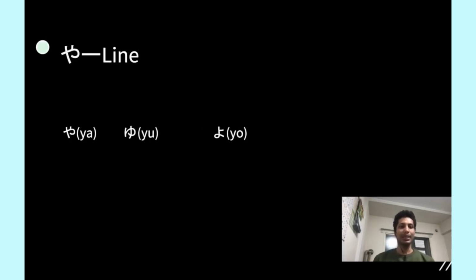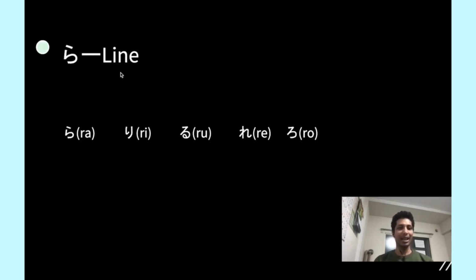This is an exception, and it is called the ya line. The ya line consists of only three characters, and later on you will see these characters combined with other hiragana characters to form special characters. So we'll be learning the different characters of the ya line: ya, yu, and yo. Only three. Ya, yu, yo. Very easy.